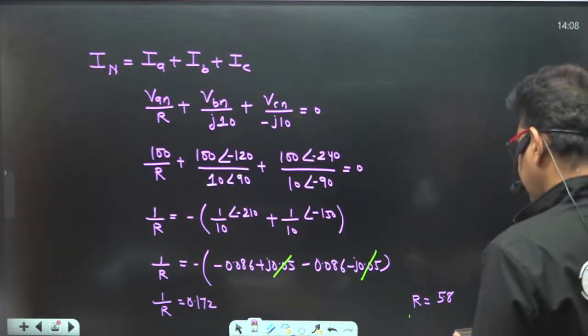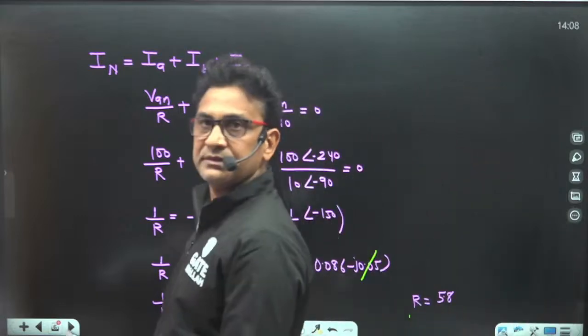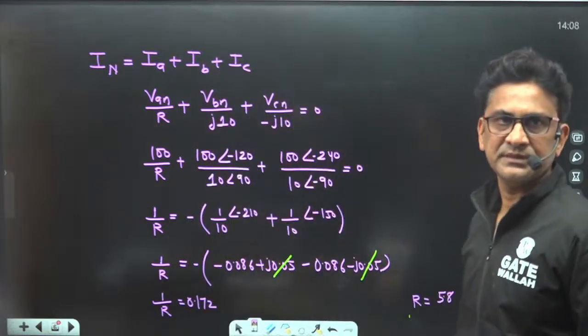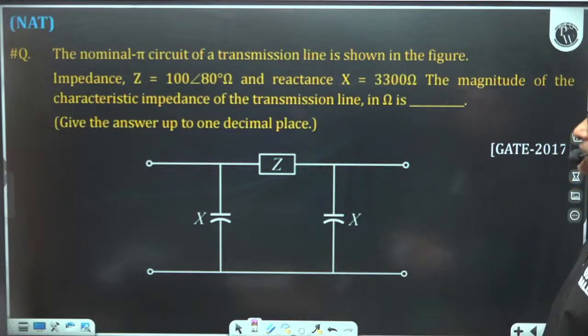So approximately it's a 5.8 or 5.7, or this is the right option. Clear? Okay. Now move to the next question.